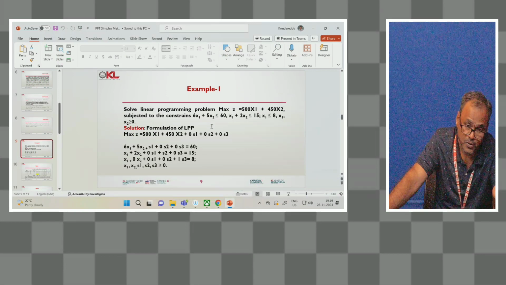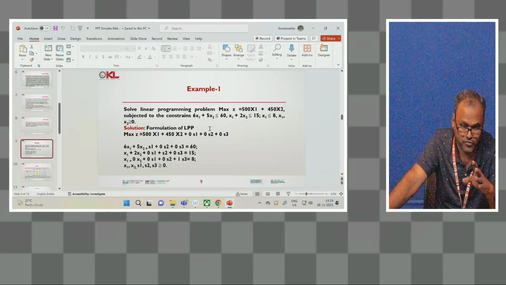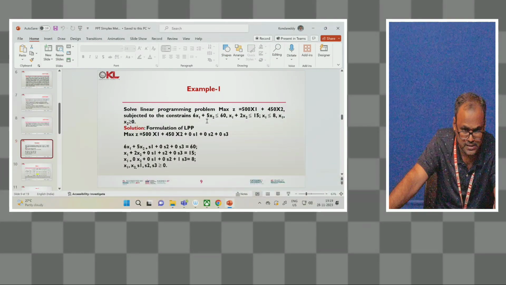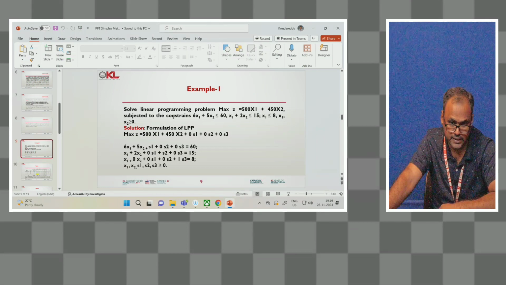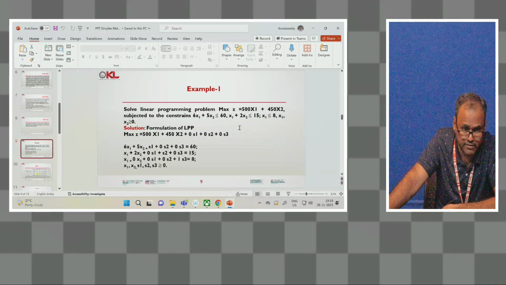Simplex is meant for more variables also. It does not mean it is meant for only two. So to understand easily, as a first problem, I am limiting it to only two variables for your ease. Here is the objective function, and the conditions are given like this.